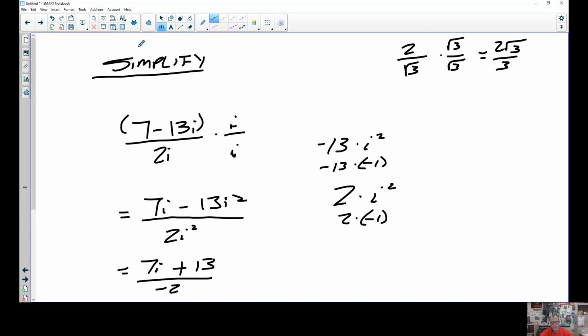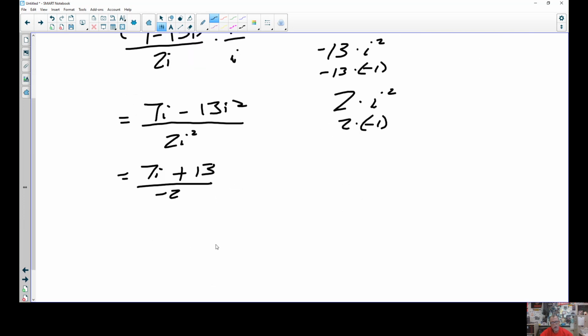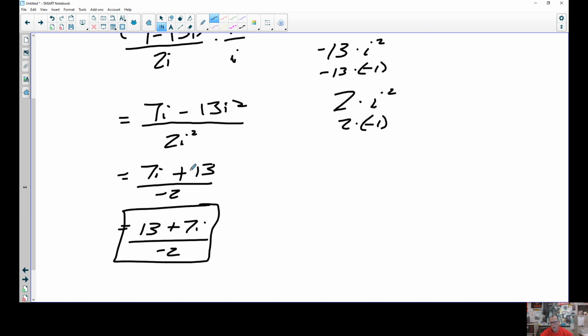So when you have this, this is not fully simplified because of two things. One, this is in the wrong order. So we want to write that in the correct order where we have our real component, then our imaginary component, and then the negative 2. I would accept this right now. I would not accept this.